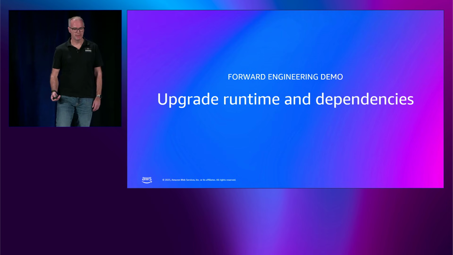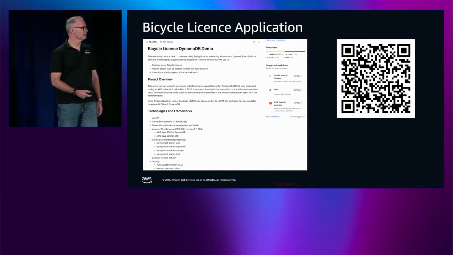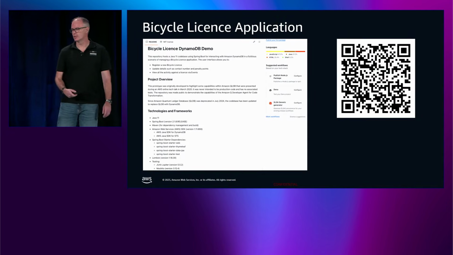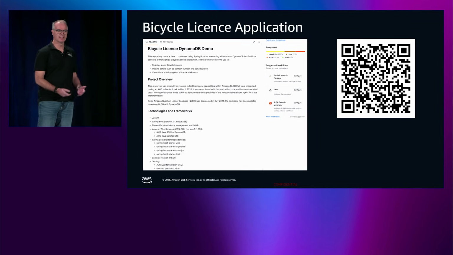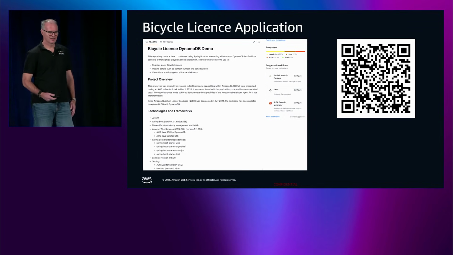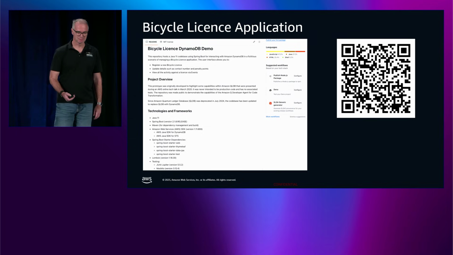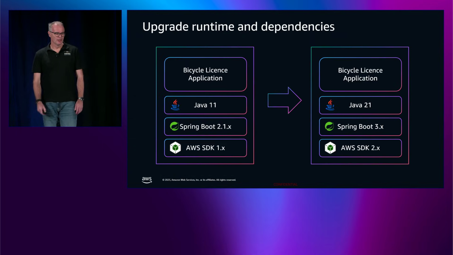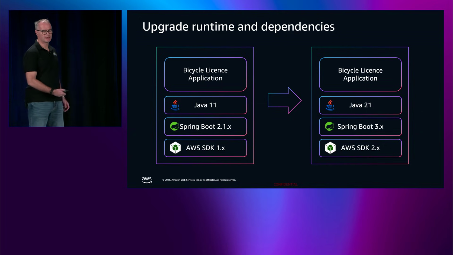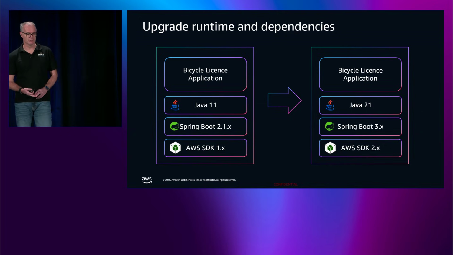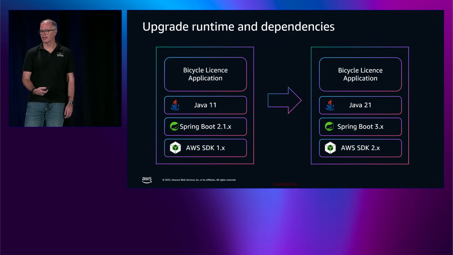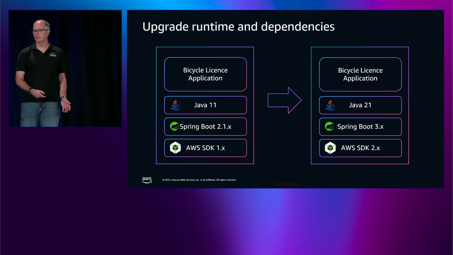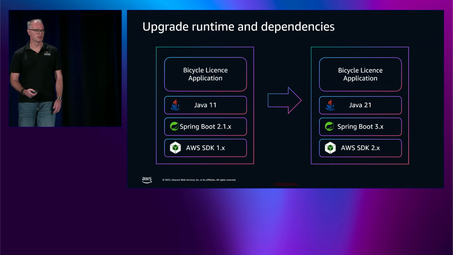upgrade runtime and dependencies. This is based off a bicycle license application. This was written around 5 years ago for an AWS webinar, and effectively it's just been sat there on GitHub, slowly degrading over time. When we look at it, we know it's using Java 11 as the runtime. It's got Spring Boot, it's got the AWS SDK, and these are all now significantly out of date. We want to be able to port that across towards a supported version.